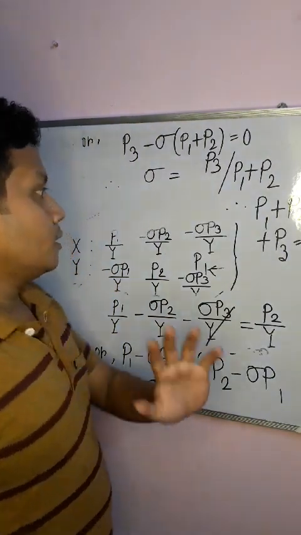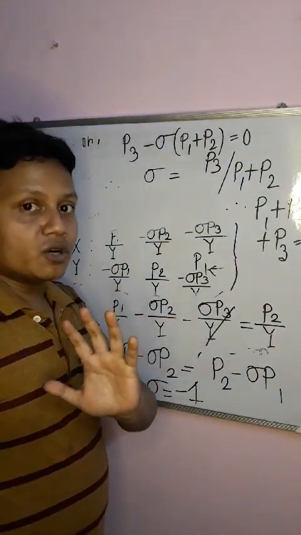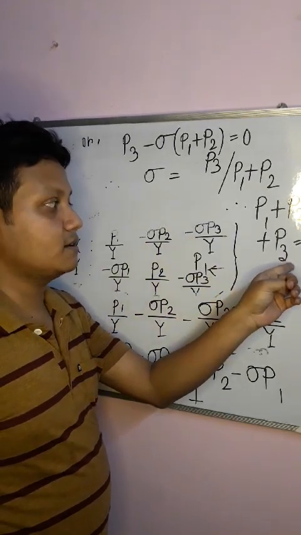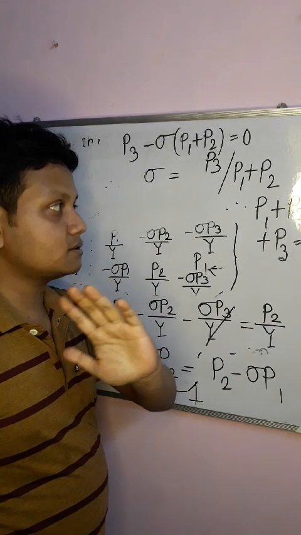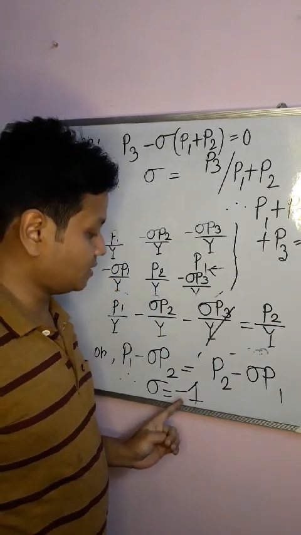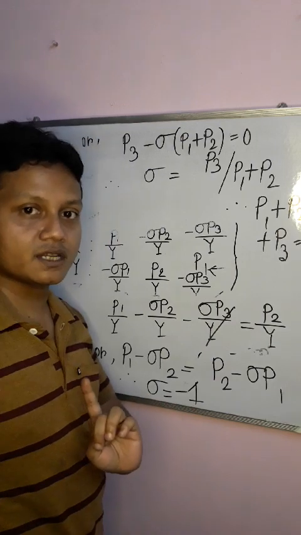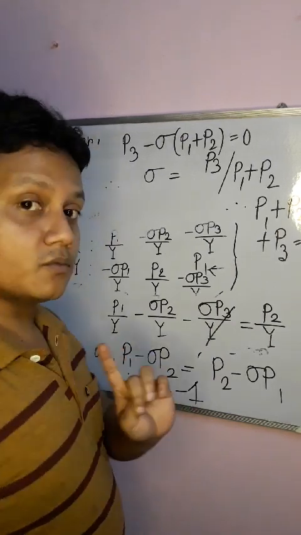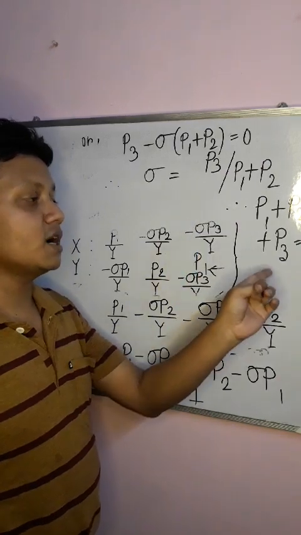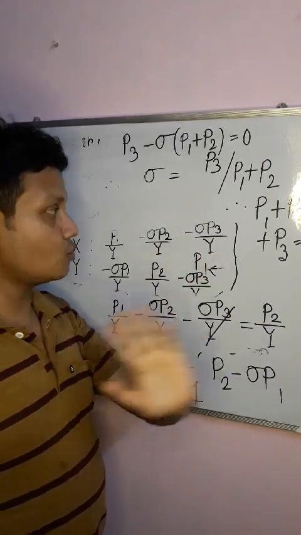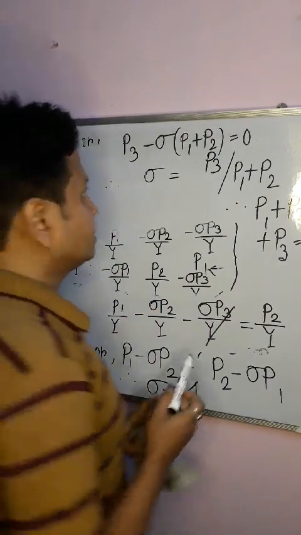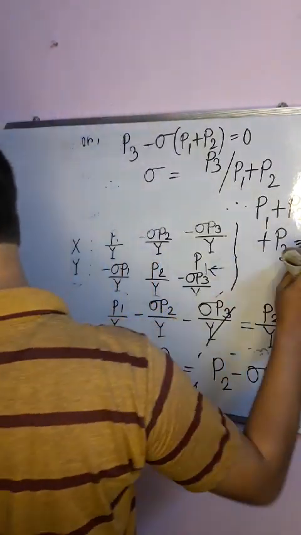The required condition for the strain along the z axis to be 0 is that P1 plus P2 plus P3 is 0, and the required condition such that the strains along the other two axes, that means x and y axis, are equal is that sigma equals -1. So at first we have to find the value of sigma, then we put the value of sigma so that all the conditions hold good. So this is the condition.